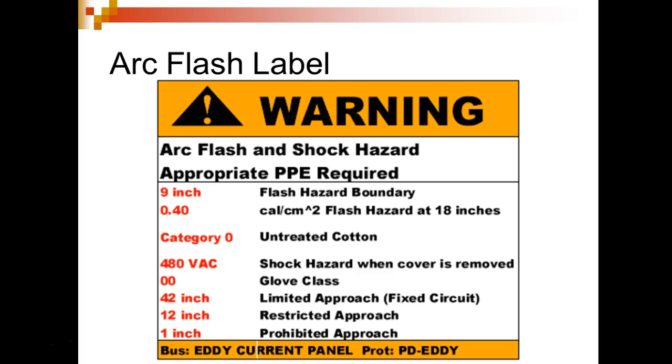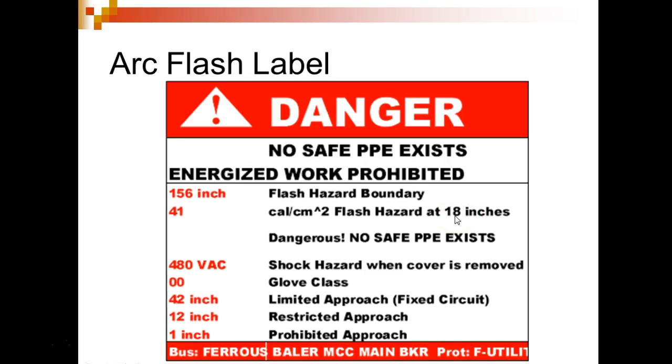Limited approach is 42 inches, so that means if you work outside of 42 inches, you're not going to have any PPE. Once you start getting through these approach boundaries, you're going to have to start putting some safety stuff on. And that's so the flash hazard is out to what? 18 inches. These keep going up.